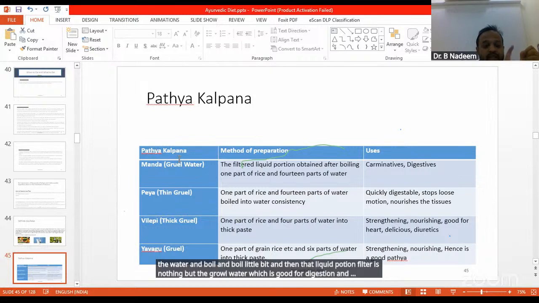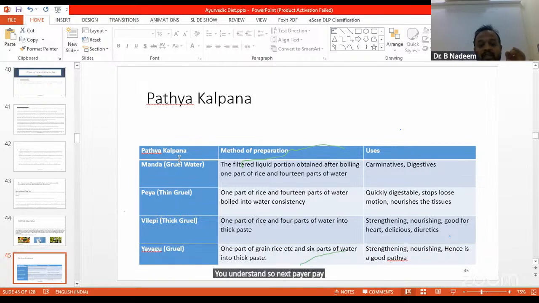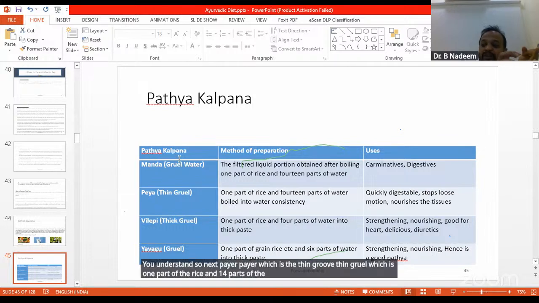You understand? So next, peya, which is the thin gruel, which is one part of the rice and 14 parts of the water, boiled to only the water consistency. Its uses are that it is quickly digestible, stops loose motion, and nourishes the tissues.